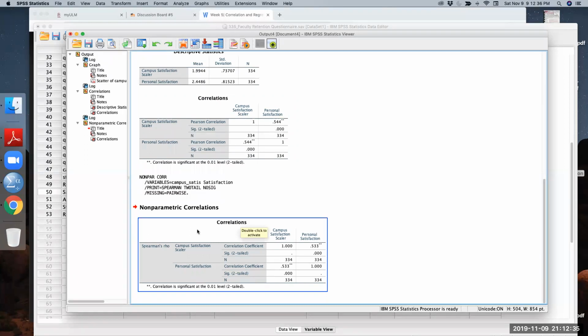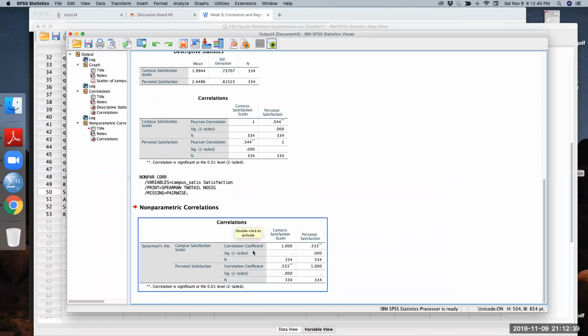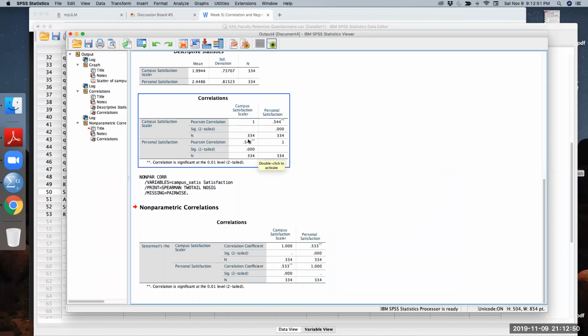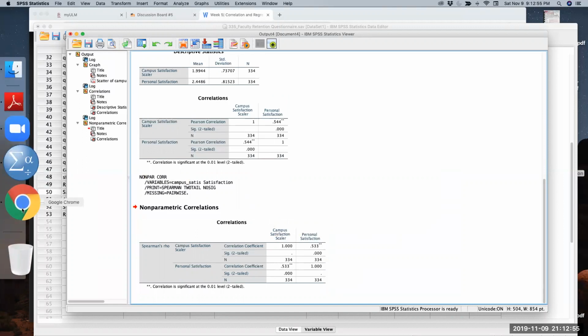And here is the non-parametric comparison between the Spearman and the Pearson. Since this is ordinal data, you will choose the Spearman for reporting. Here is 0.533 and here is 0.544. It's not that much different. So how do you report?